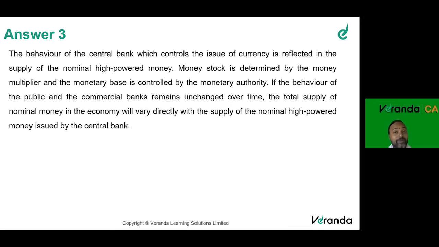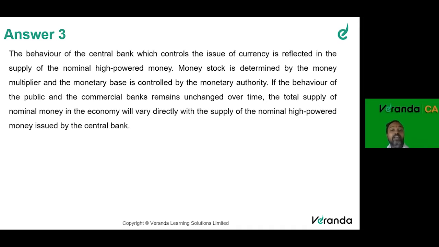But what is the actual money there? It is the first 10 rupees given to me. That was the initial money. Other things are nothing but the multiplier created because of the credit mechanism in our system. So if the behavior of the public and commercial banks remains unchanged over a period of time, the total supply of nominal money in the economy will vary directly with the supply of nominal high-powered money issued by the central bank. The nominal high-powered money is nothing but the total money printed and issued by the Reserve Bank of India in concurrence with the finance minister.